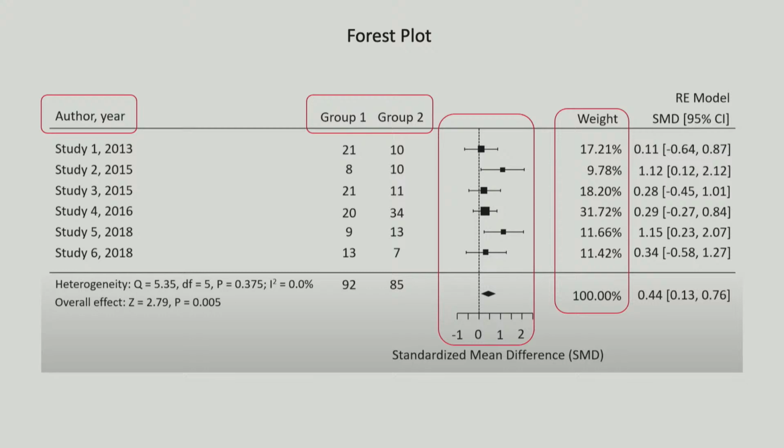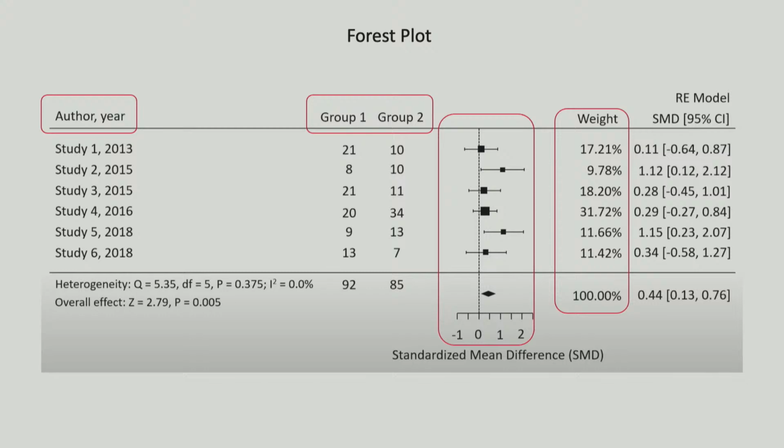If you have small numbers in a study, the precision will be less. And how will you know? Just have a brief look at this forest plot. Just have a look at the size of these boxes and the size of these lines. The larger the lines, the larger the confidence interval, and the less the precision of the study.